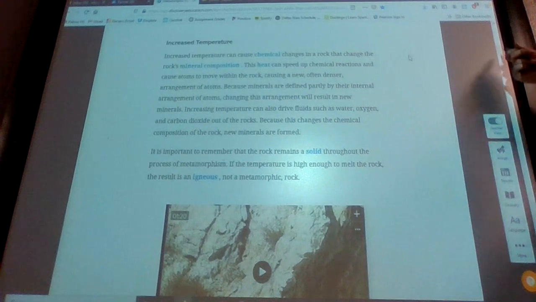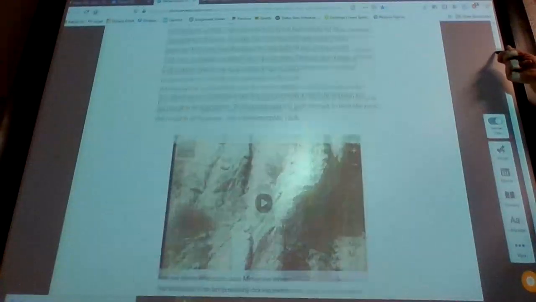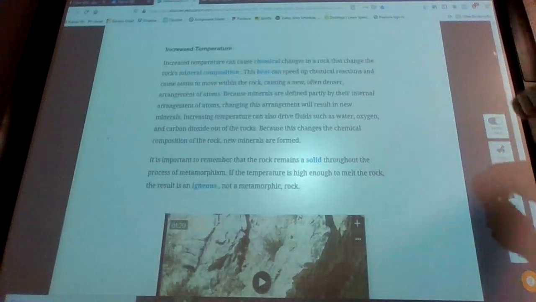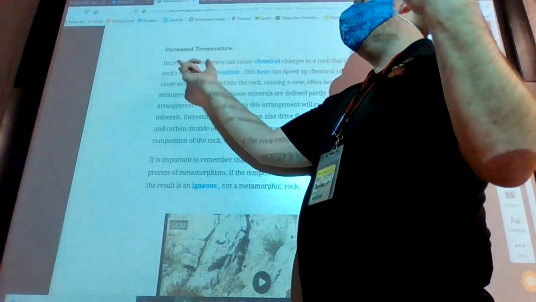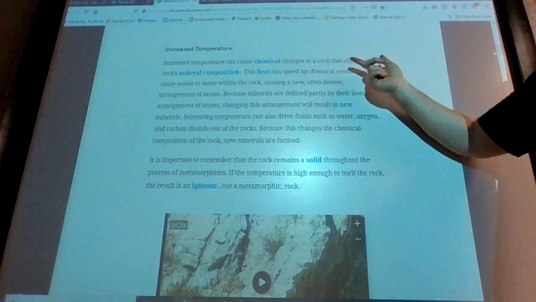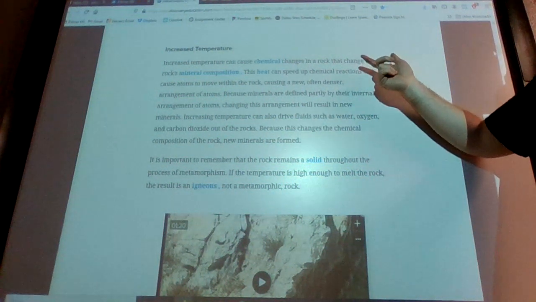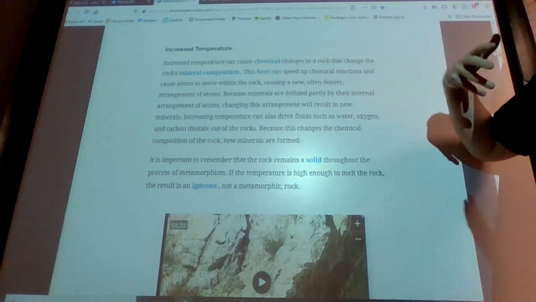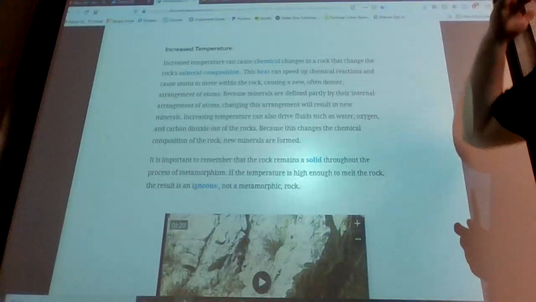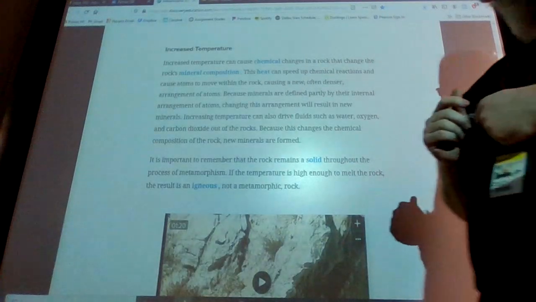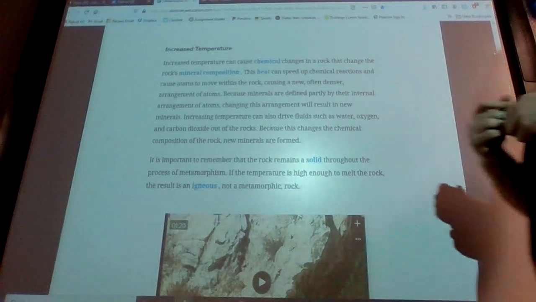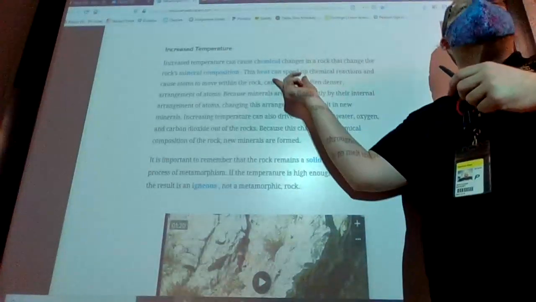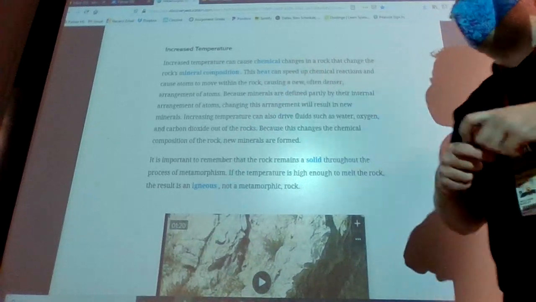So I'm thinking, just to make it simple, it's going to be one of these first sentences here. So number 1, increased temperature. Put a dash and say increased temperature can cause chemical changes in a rock that change the rock's mineral composition. And that's pretty simple to put it that way. What? I put speed up chemical reactions that cause atoms to move around within the rock. Yeah, that's fine. Either one of these first two sentences should be perfectly fine.